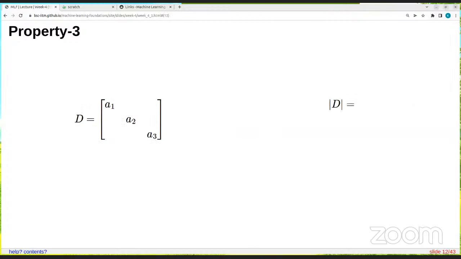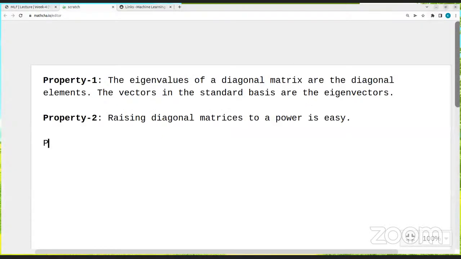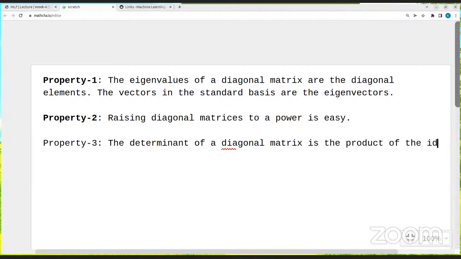So what is the determinant of a diagonal matrix? A1, A2, A3. Right, so that is A1, A2, A3. So property 3 is that the determinant is the product of the diagonal. So these are the three properties.